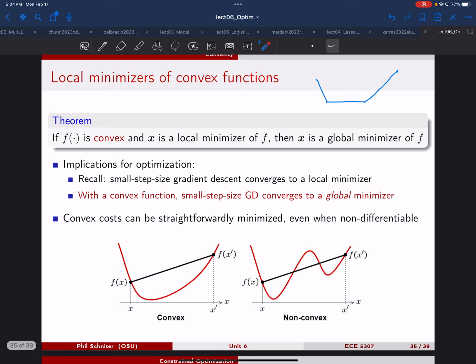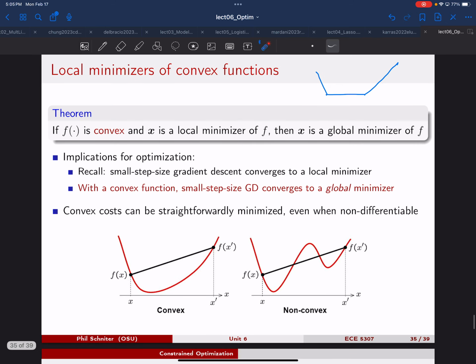Okay, so that means if it was differentiable, I could run small step gradient descent, and if it converges to a local minimizer, then I know it's also converged to a global minimizer, and I'd be happy.